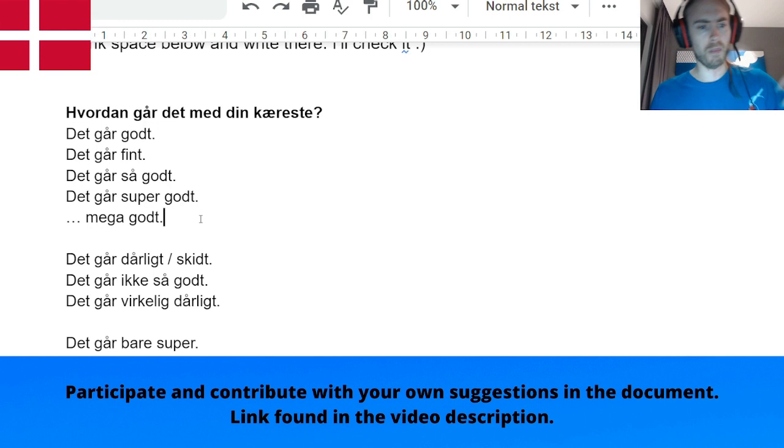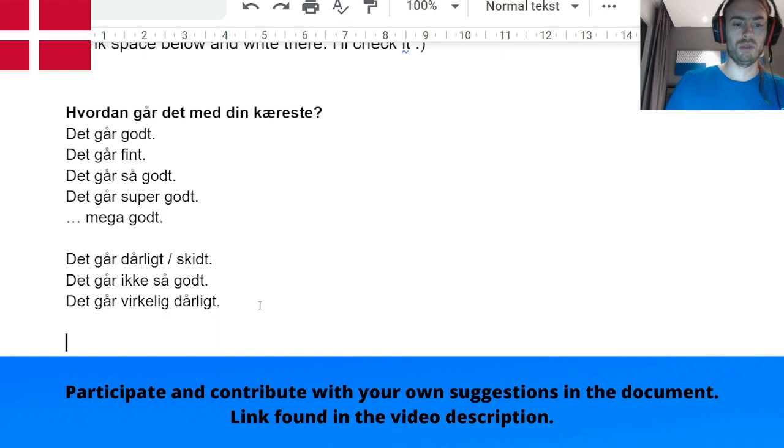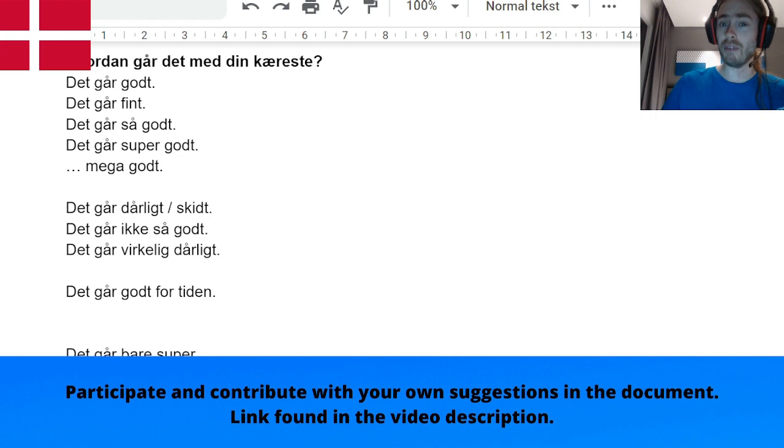You could also make it longer by saying something like, det går rigtig godt for tiden. Well, let's make it simple. Det går godt for tiden. Maybe some of you already know this. For tiden means at the moment, and like these days. So that sort of stresses when it is, and it's right now. So, det går godt for tiden. It's kind of like that.